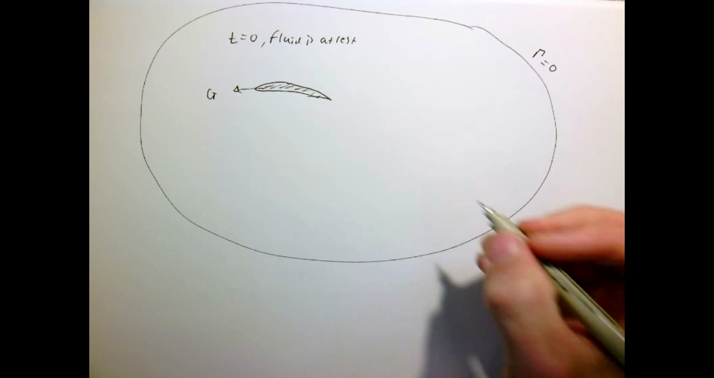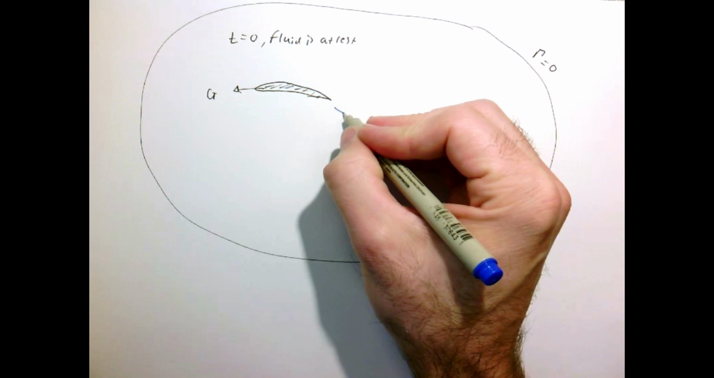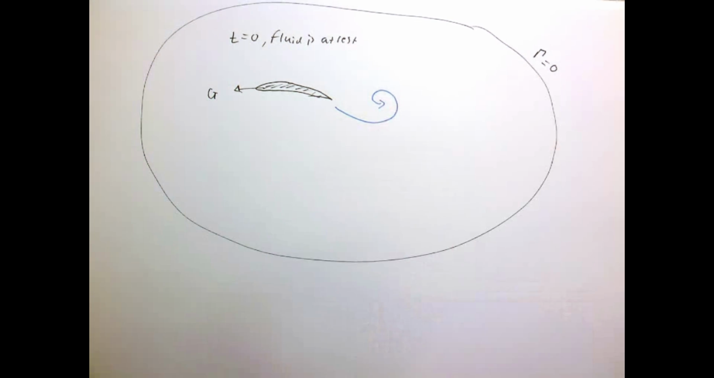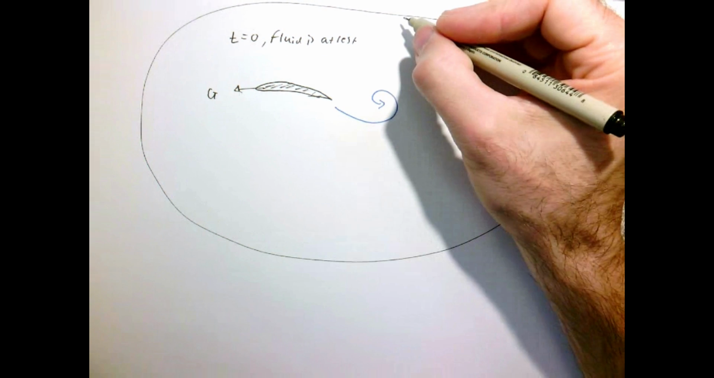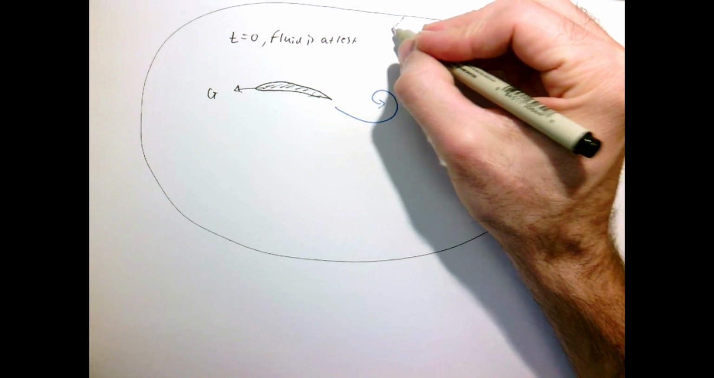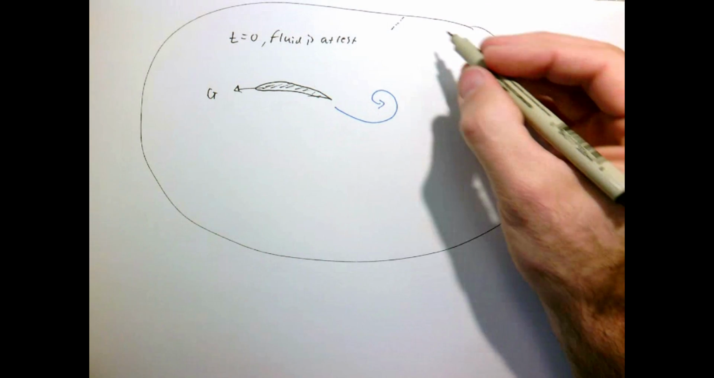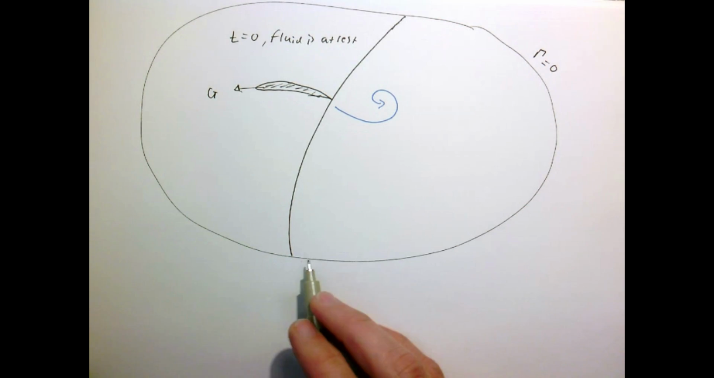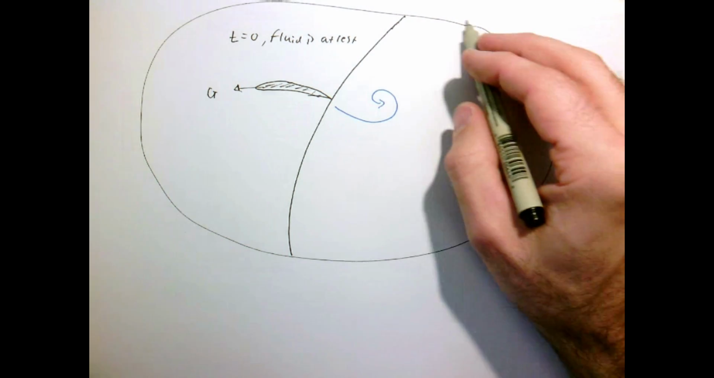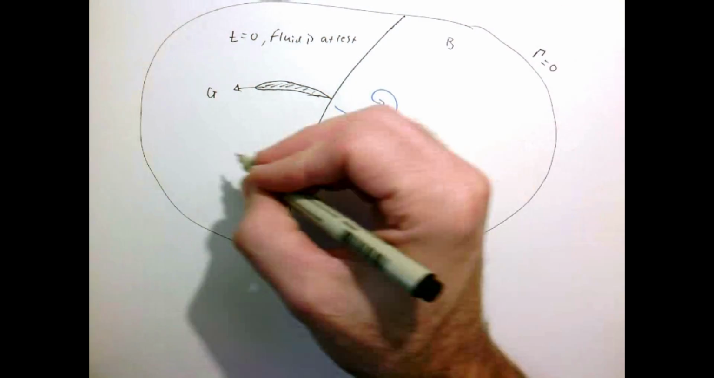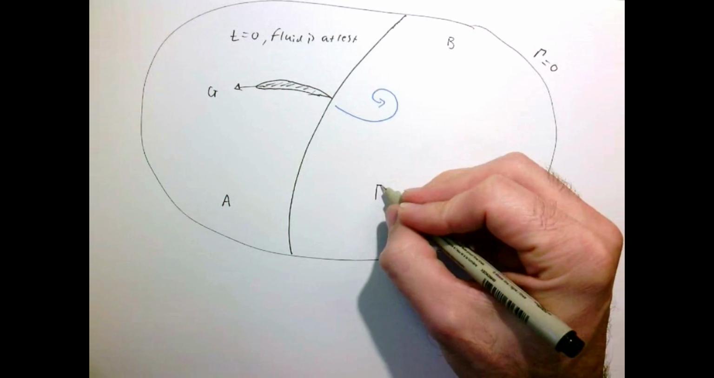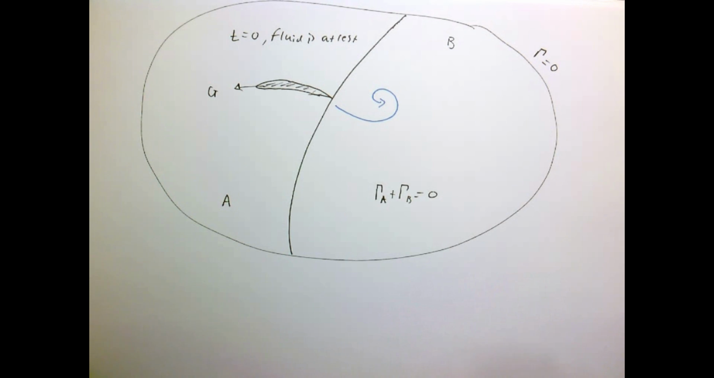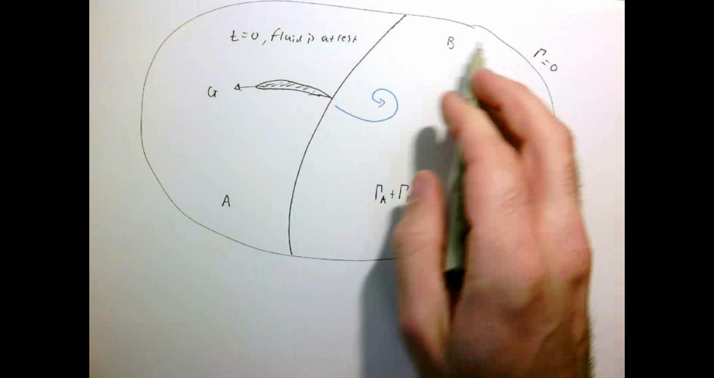And what I would observe is that when I suddenly accelerate my airfoil, I have a little starting vortex which is shed from the airfoil. So now you can imagine that the circulation around this loop is equal to 0. So if I cut my region in half, the circulation around this loop, B, plus the circulation around this loop, A, must sum to 0 because it has to sum to the circulation around the total loop.